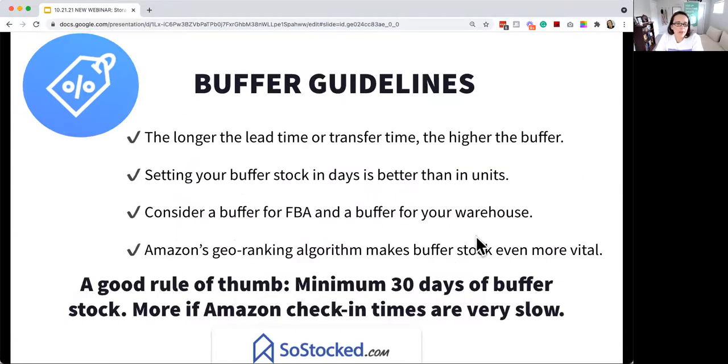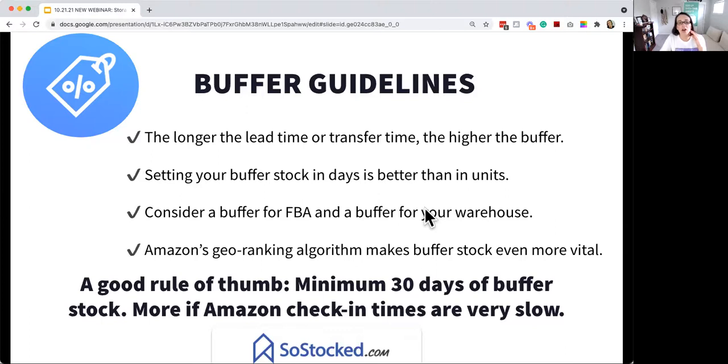So some of the guidelines on buffer stock, this is getting a bit more challenging to manage just due to the fact that we have restock limits. But one of the guidelines is the longer the lead time or transfer time, the higher the buffer stock, because the more things that can go wrong along the way, the more cushion you might need. If someone orders domestically, they might only need a couple weeks of buffer stock, but if it takes 90 days for something to arrive, they might need 30 days, 45 days, 60 days, depending on your business, right?